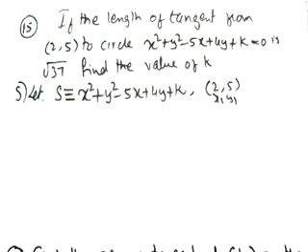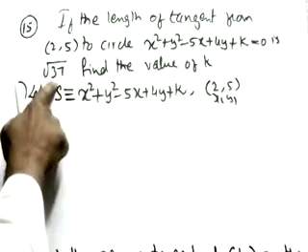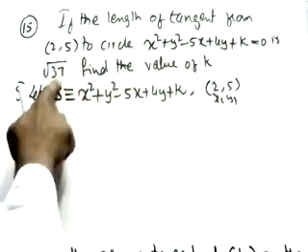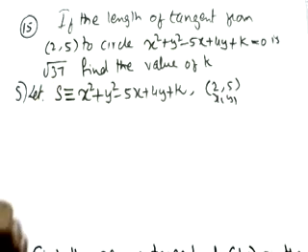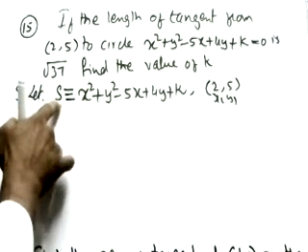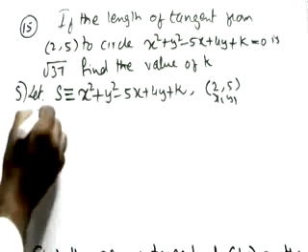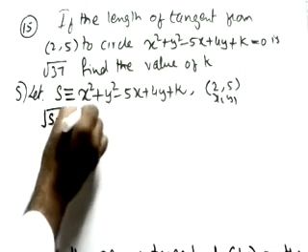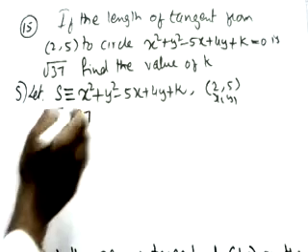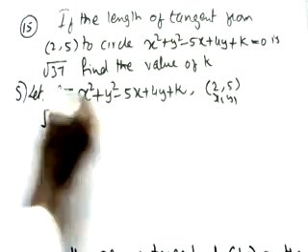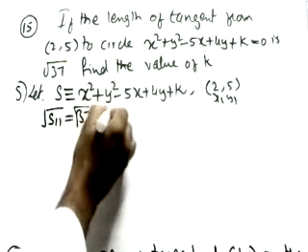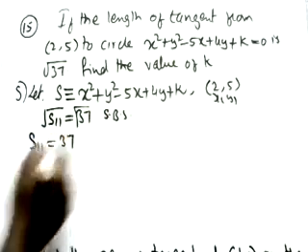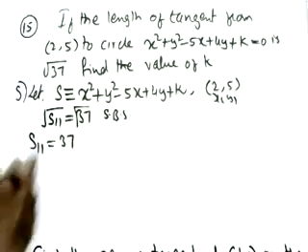Now see the next question. If the length of the tangent from (2, 5) to the circle is root 37, find the value of k. Length of tangent is given as root 37. Suppose the circle is S. What is given? Length of tangent is under root of S11. This is given as root 37. Now square this, the root will go. What we are left with here is S11 equals 37.